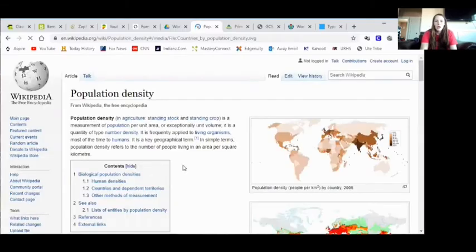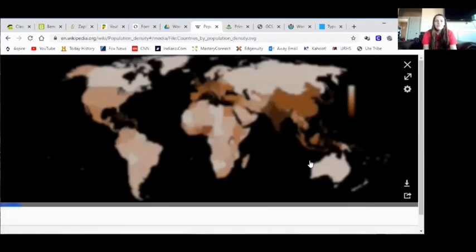Am I using the right one? Okay, hang on a second. Here we go. Maybe it was working the first time. Okay, so here's a map.